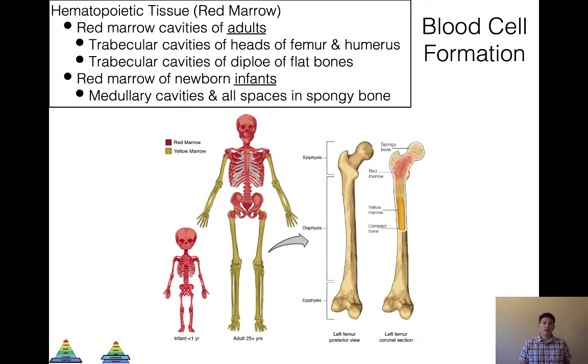So again, that hematopoietic tissue, that red marrow, we see some cavities in adults in the heads of the femur, humerus, and in the diploe of flat bones, and we'll talk about what diploe is. Red marrow of the newborns and infants, they are in all of those spongy bone areas.